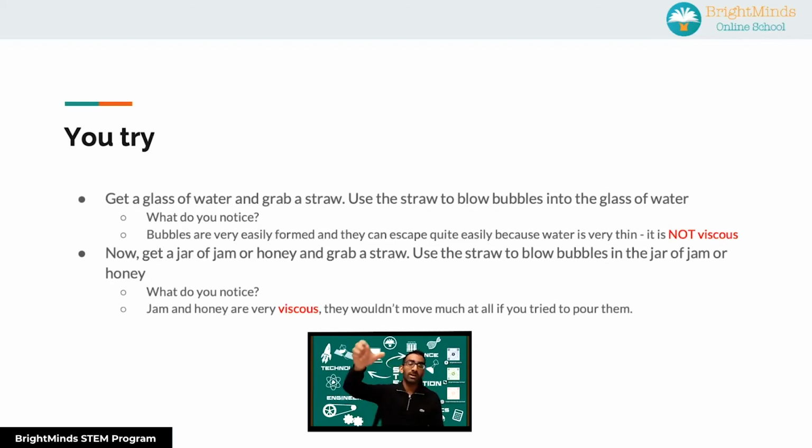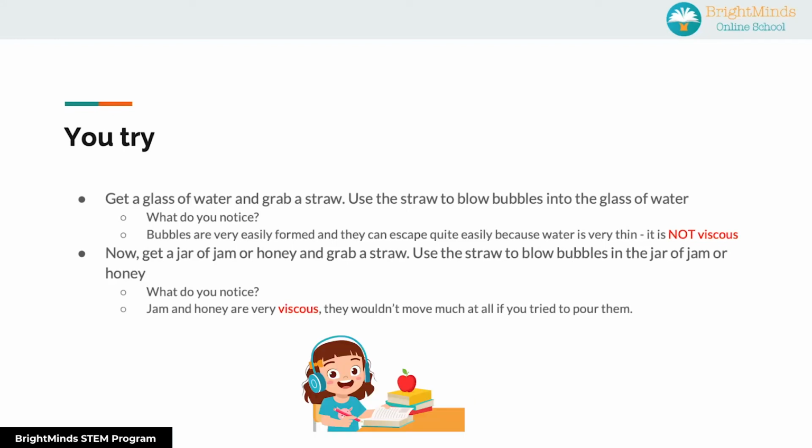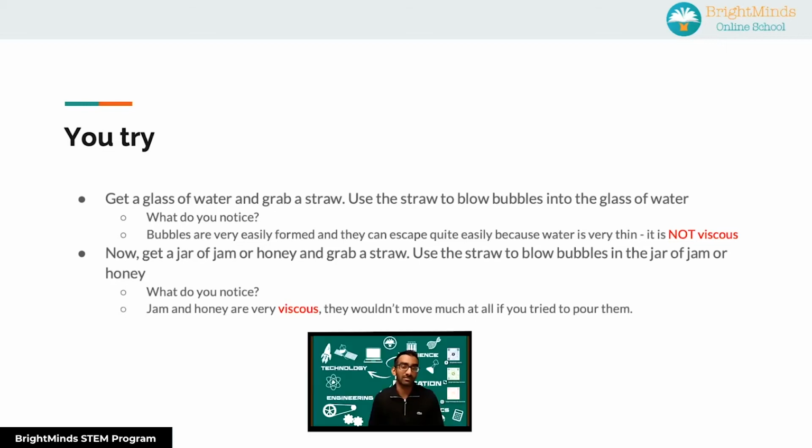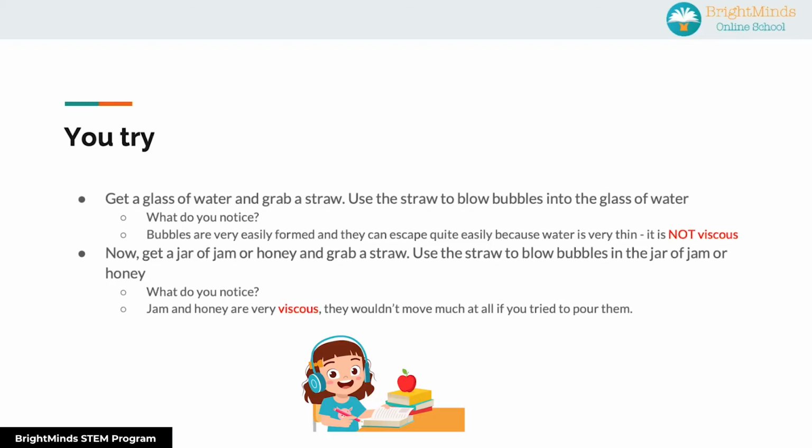So if we try to pour water and jam, what's going to reach the ground first? Water. Wonderful. Because it's not viscous. Whereas honey or jam is very viscous. And these are exactly the properties that magma resembles, right? When it's thick, there's more pressure that builds up. When it's thin, there's less pressure.